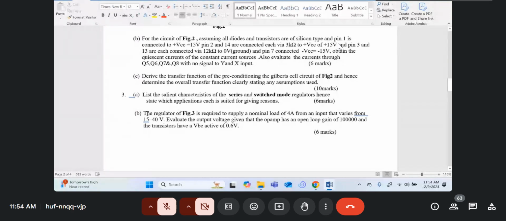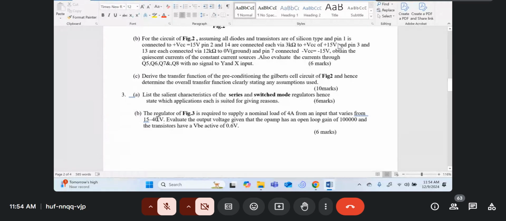so this is the topic we're doing now: list the salient features of series and switch mode regulators, hence state which applications they're best suited for. Then you're told the regulator of figure 3 is required to supply a nominal current of 4 amps from an input that varies from 15 to 40.